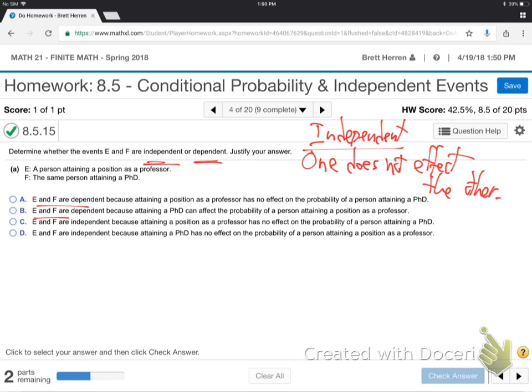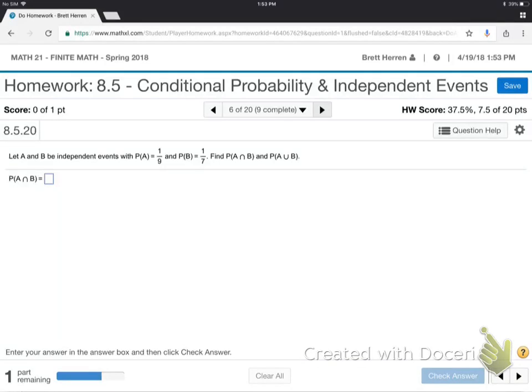It's either A or B. I don't know what the rest of those words are. So either A or B, they're dependent. Because attaining a position as professor has no effect. No. Must be B. Dependent because attaining a PhD can affect the probability of that same person becoming a professor. Yeah, absolutely. So B. They're dependent. Is that making sense? Good. Then they ask you a bunch of other questions like that. I'm going to move on. That's okay, it helps you understand them.